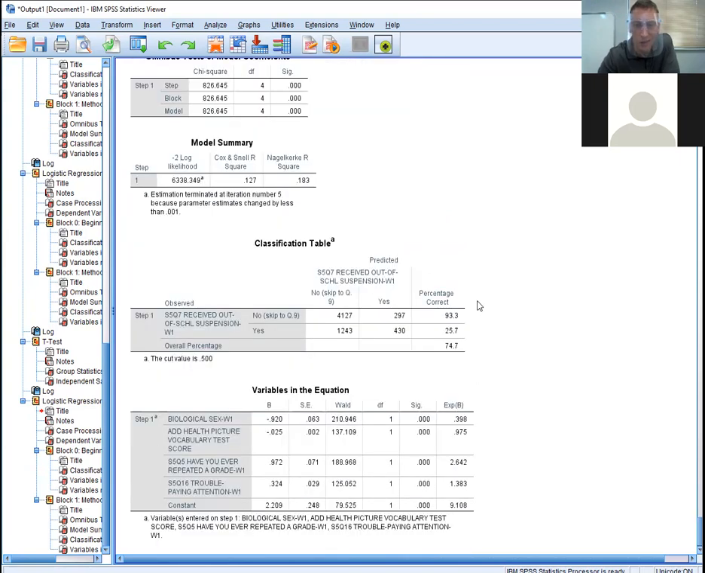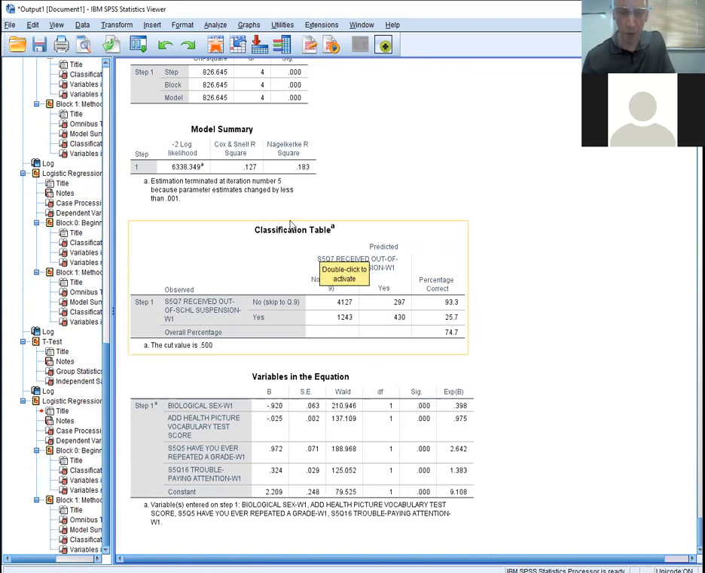What is important to point out, first off, here is this model summary, and here are these R-square statistics. There are two of them: there's the Cox-Snell R-square, and then there's the Nagelkerke R-square.